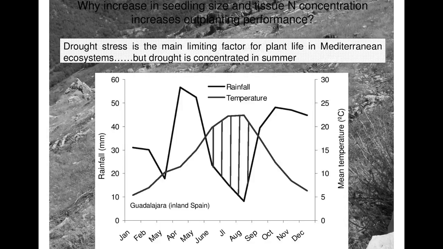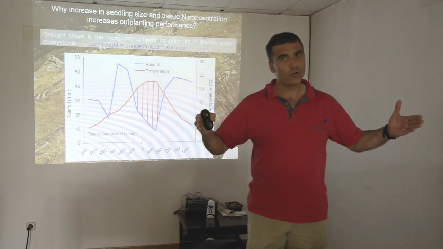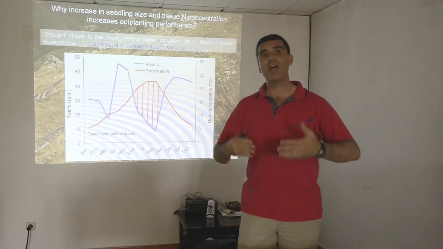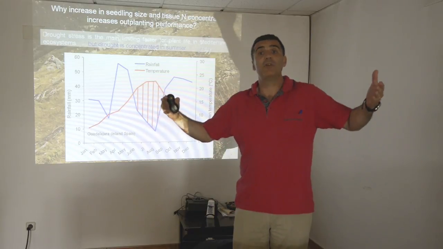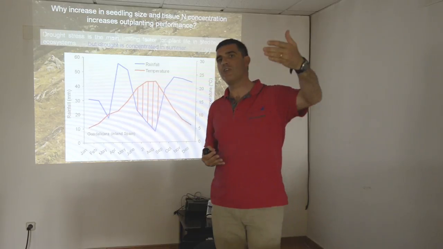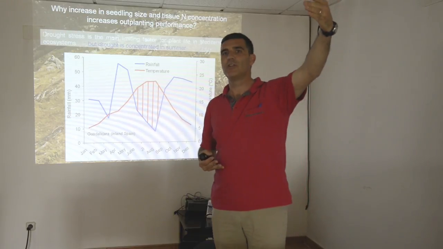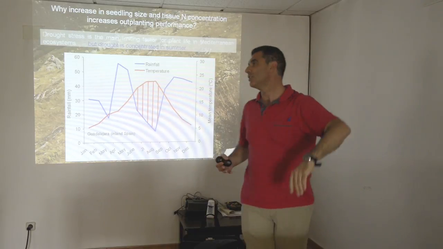Okay, in order to understand why seedling size and nitrogen concentration of tissues drive the outplanting survival, one of the first issues that we have to remember, at least for Mediterranean climates, is that when we talk about Mediterranean climate, we say it's a dry climate. Yes, it's dry, but it's not dry all year round. You can have Mediterranean climates where the annual rainfall is quite high, for example, around 1,000 millimeters, that is very high. You can have the same rainfall in Barcelona as in Paris, but the vegetation is completely different. What is the difference? The difference is the summer.